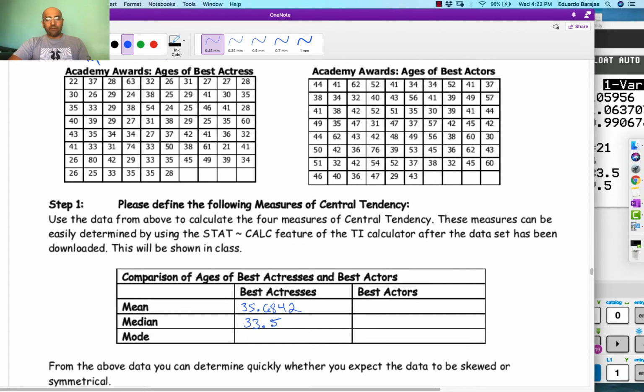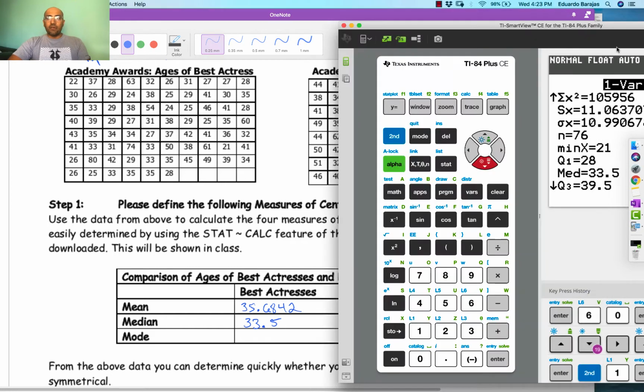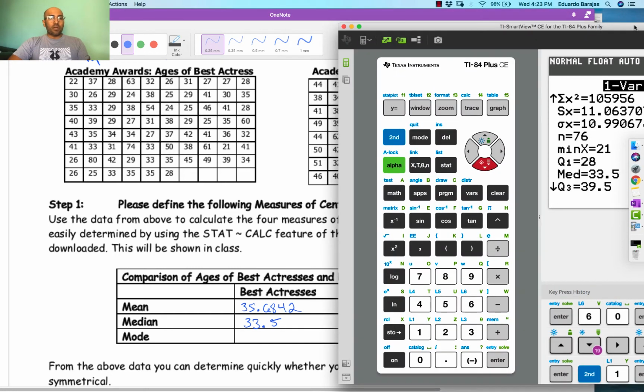Now, the reason why we have a decimal lets me know that there is an even number of entries here, so the median is actually going to be the mean between the 2 numbers that qualify to be in the middle. Okay. Now, the mode is a little bit more difficult. It's not quite as easy to get. Remember, the mode is the number that happened most often, and it's kind of hard from here to tell which is the number that occurred most often.